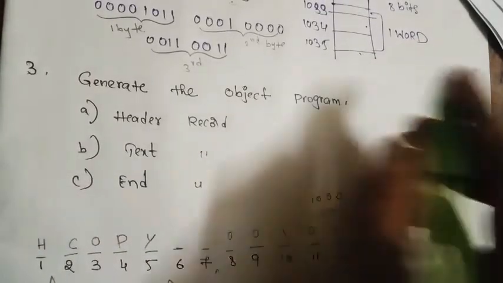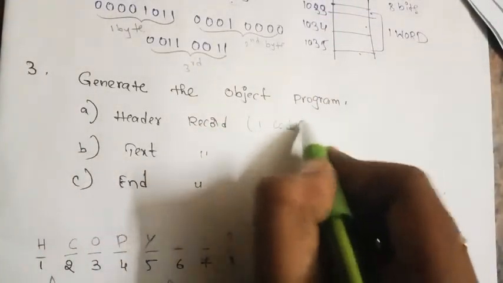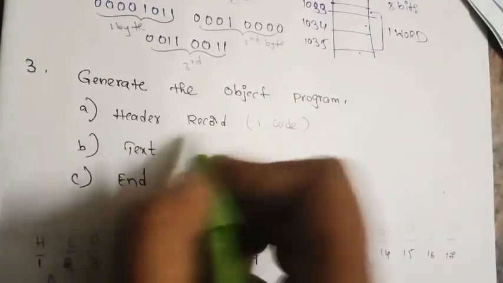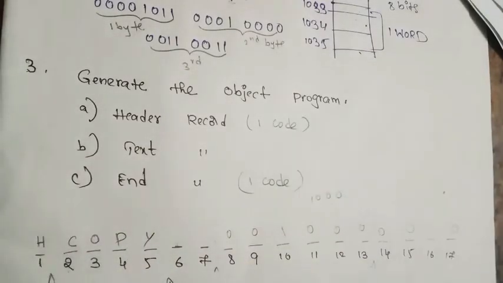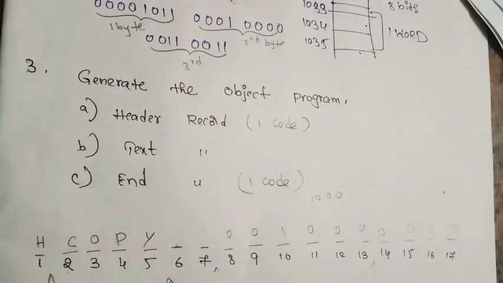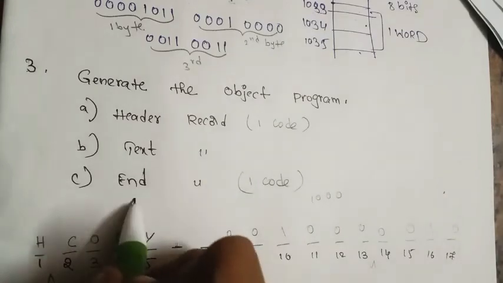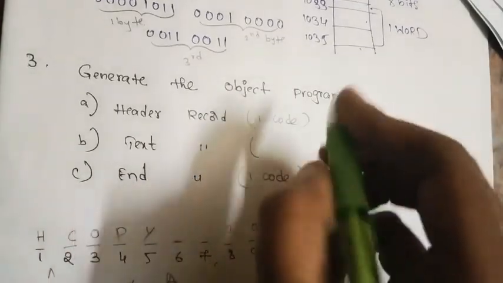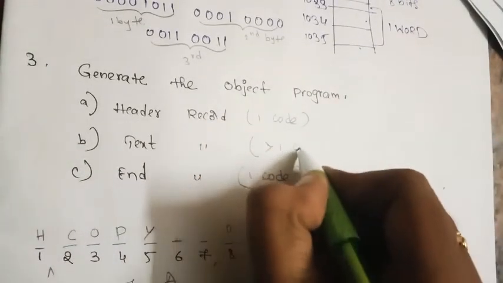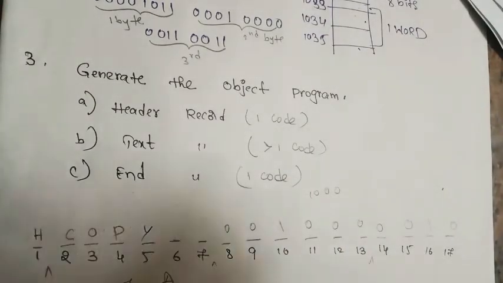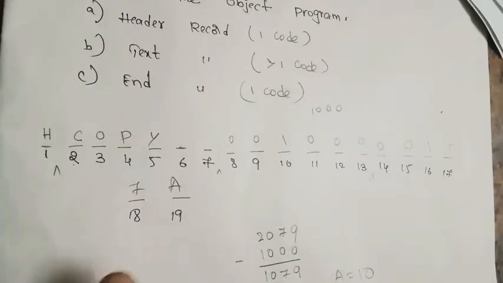The header record is only one code, and the end record is also only one code, because in the header record there is only one starting point and only one starting address, and only one name of the program. In the end record also there is only one ending address. After all that, in the text record we may have more than one code, guys. We can get 2 or 3 codes in the text record. So I think you all understood how to write the header record.